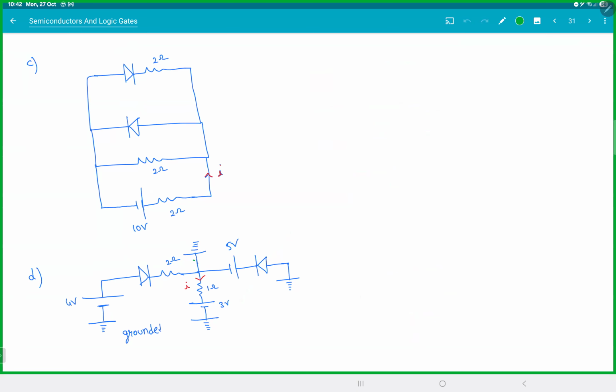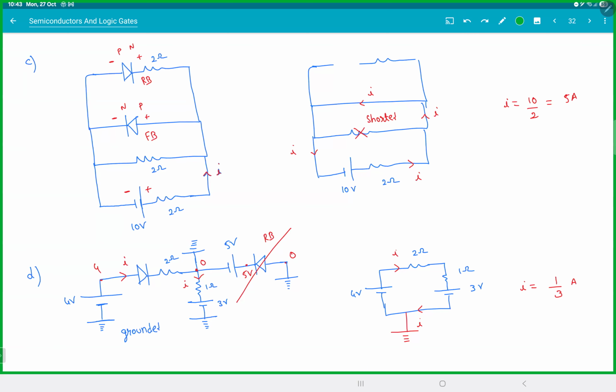So I'll do one thing. I will say this current, let's call it I1, is 0. Now it is clear. Now I know all the current should come from here only. Current can't come from here because that is reverse bias. Clear with this? That's a bit about it.